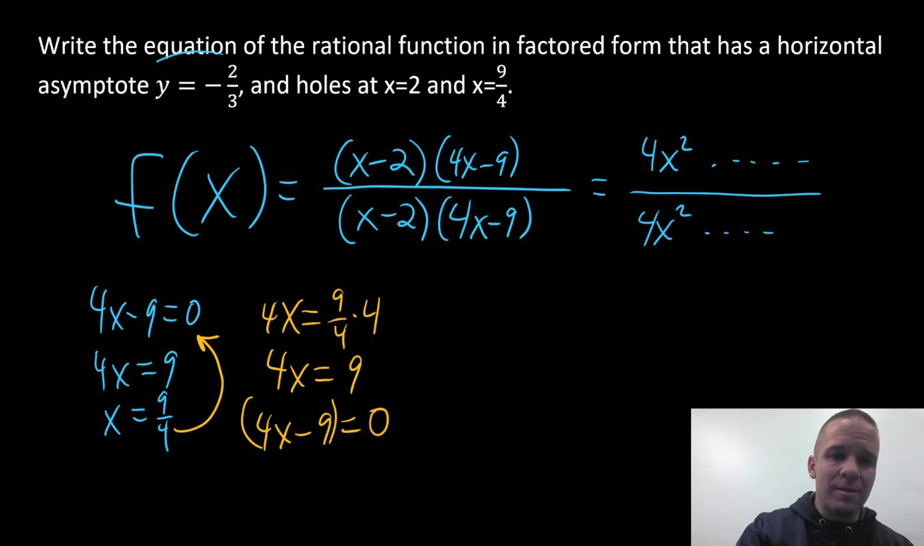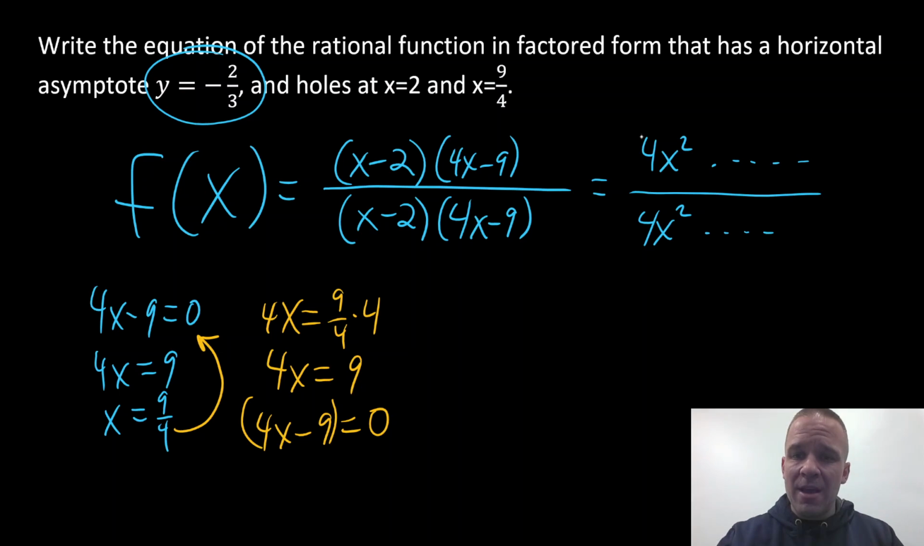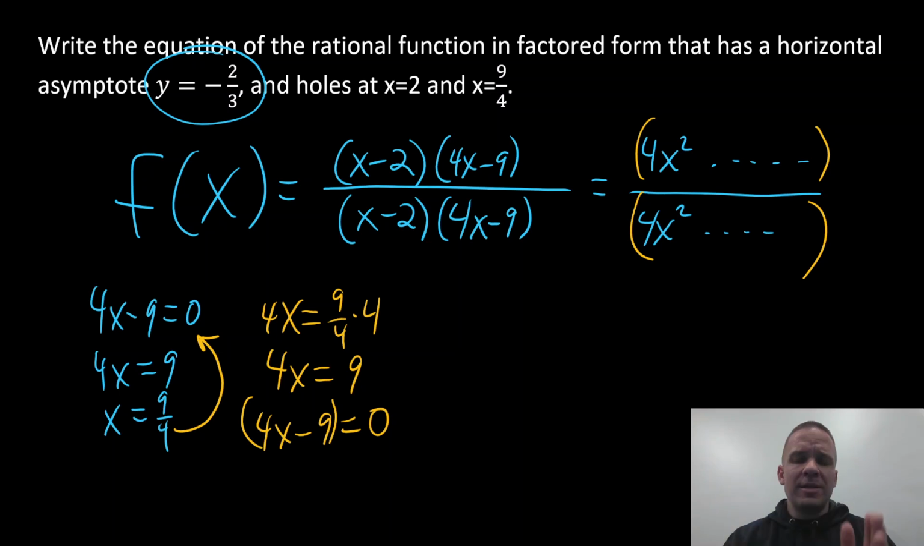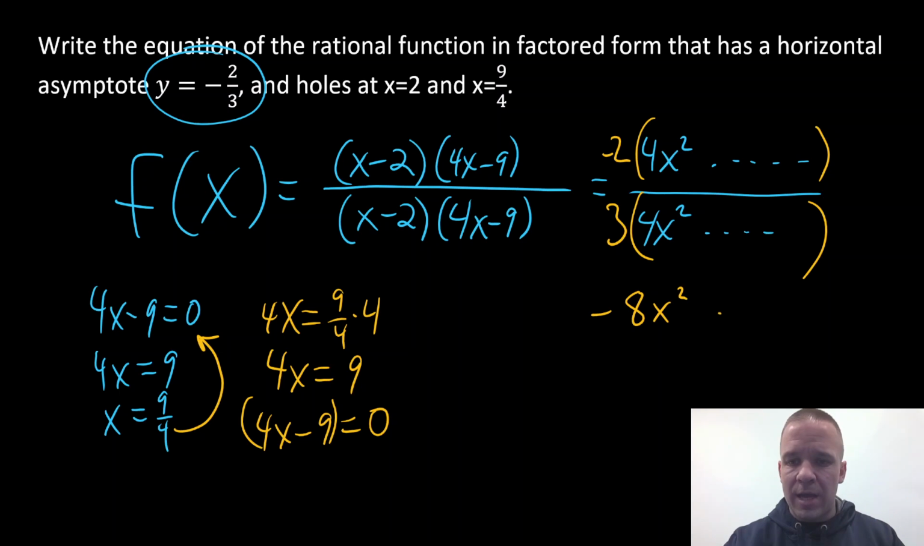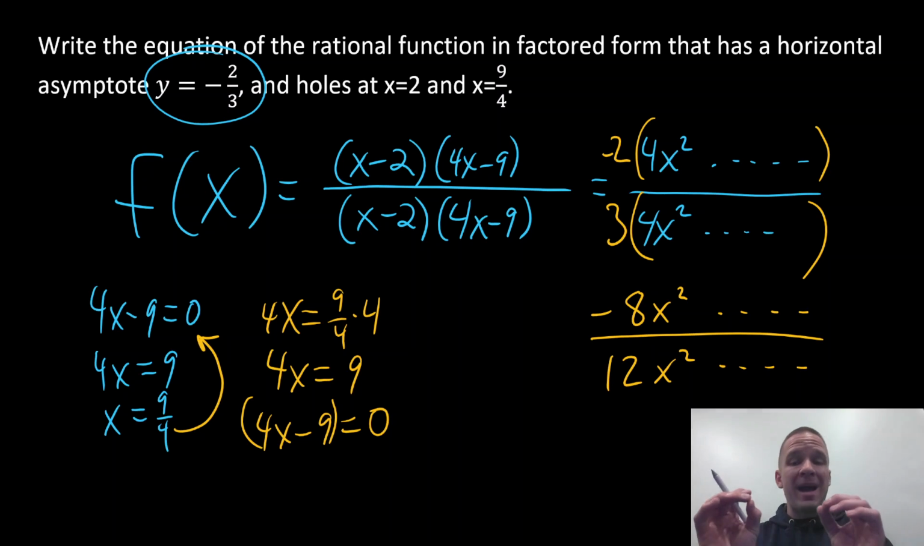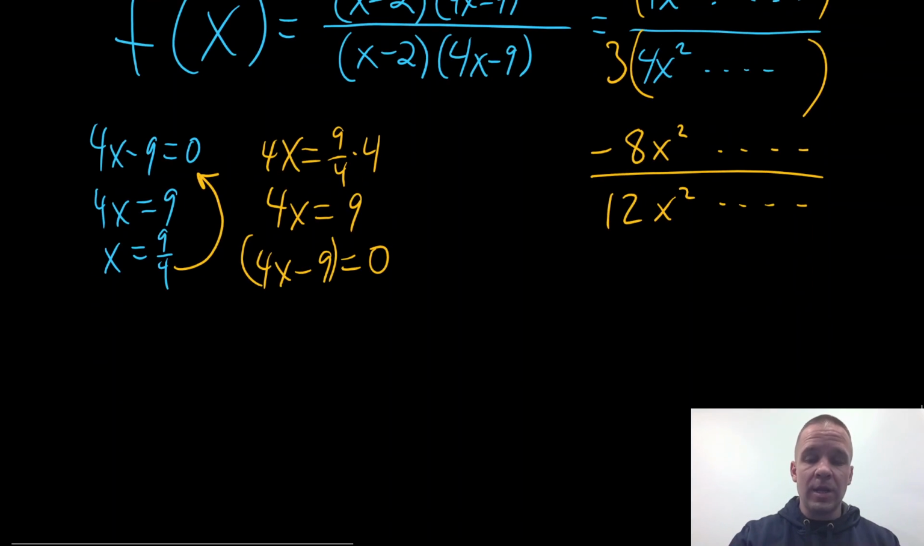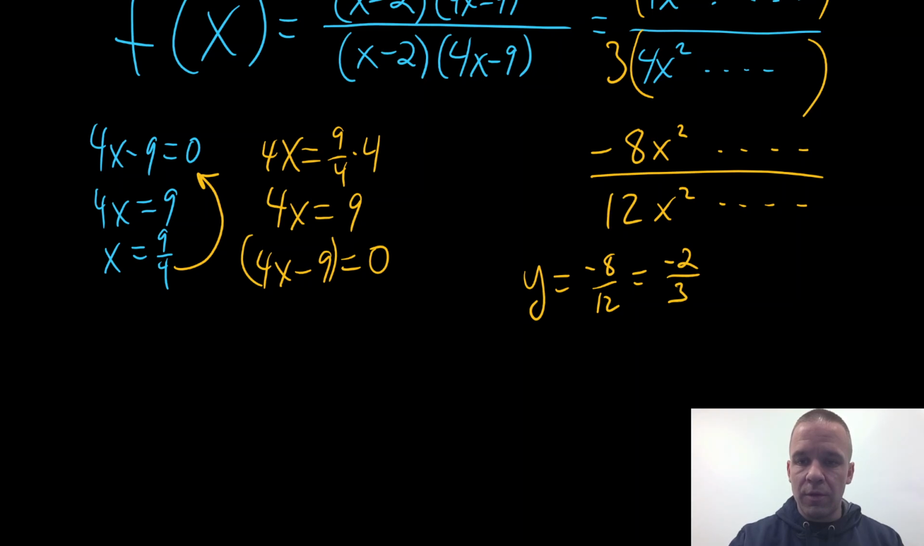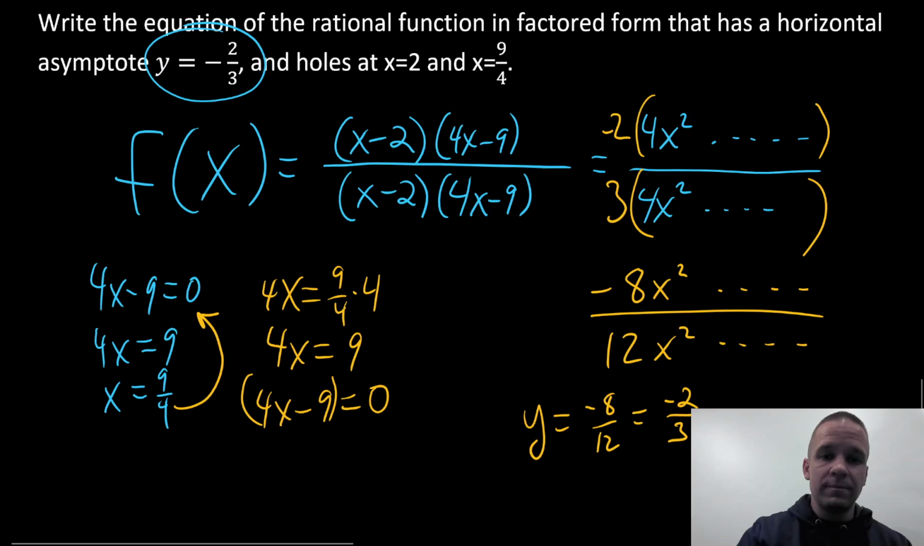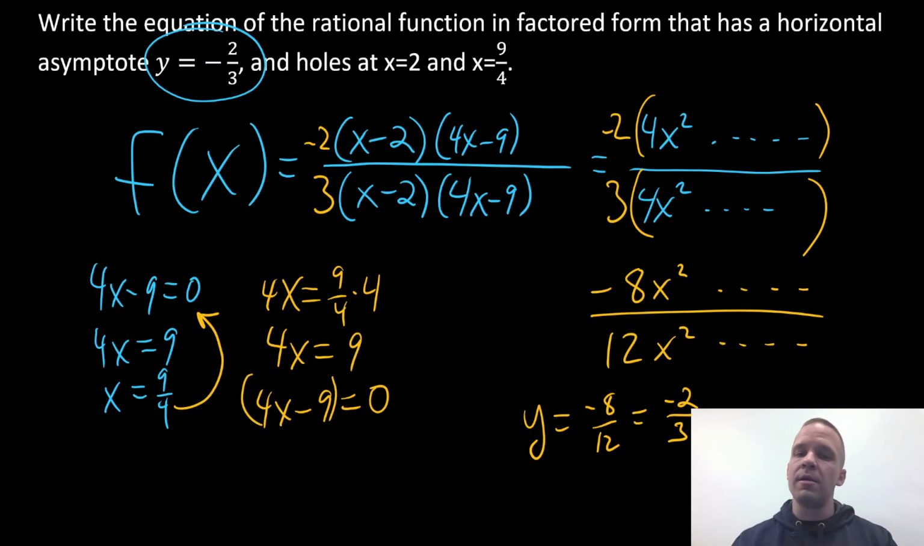I need to somehow bring in the negative 2/3. Well, if I were to put some parentheses out in front here and then around the rest of the stuff that we didn't calculate there, since that's all just going to be 1 over 1, how about I just pop a negative 2 here and a 3 right here? Well, now I'd have negative 8x squared and some stuff over 12x squared and some stuff. And I know from my rules of horizontal asymptotes that I would then have y equals negative 8 over 12, which is negative 2/3. And that checks out. So it looks like to me, we just need a negative 2 and a 3 right here. And boom, we have our equation with a horizontal asymptote of negative 2/3.